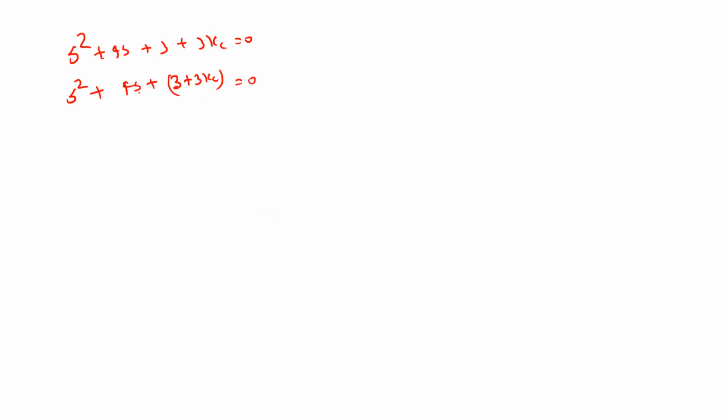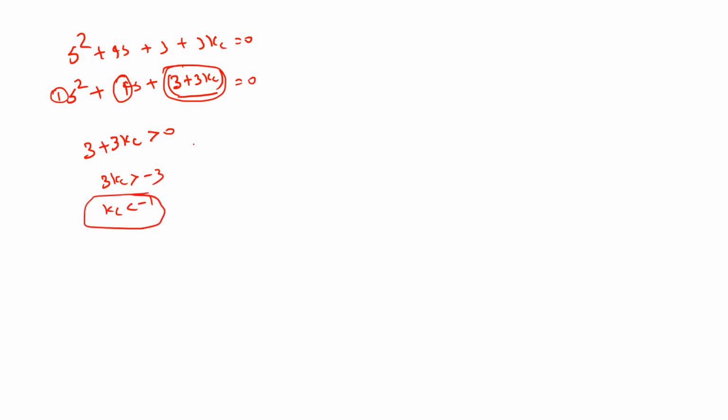Either you can tell it directly. Here the coefficient of S square is 1, it is positive. Here the coefficient is 4, it is positive. So this coefficient, 3 plus 3Kc, should also be positive, then the system may be stable. So directly 3 plus 3Kc should be greater than 0. 3Kc should be greater than minus 3. So Kc should be greater than minus 1. Are you getting it? So the value of Kc should be greater than minus 1, then the system will be stable.